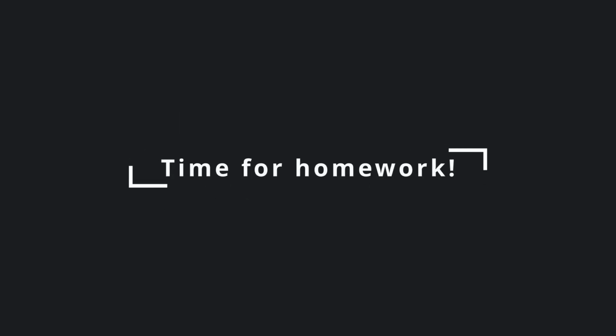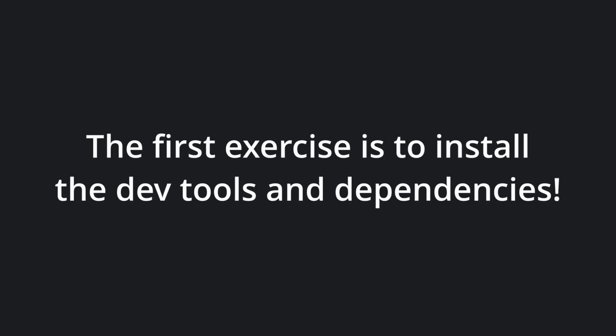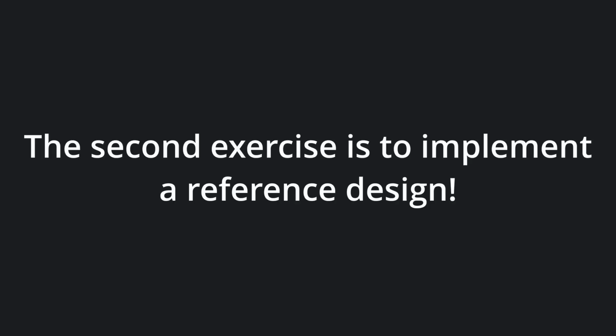We have now reached the end of this lecture, and it is time for some homework. I have put the link in the description to the Git repository you will be working in. The first part of the homework is to install the dev dependencies. I've included instructions on how to do this in the repository, but essentially you will need at least npm and the Rust toolchain working on your system. After your tooling is installed, the second part of the homework is to implement the reference design using Dominator.